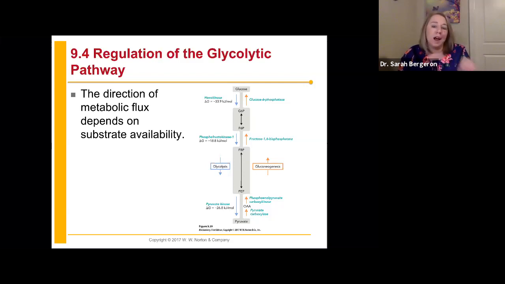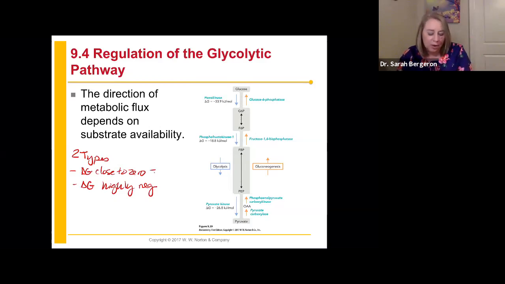Then you have reactions that are at a high delta G. So I guess I should write this: two types, right? You have a delta G close to zero, and then you have a delta G that is highly negative, right? So these highly negative ones are basically irreversible. Our delta G where we're close to zero, these are reversible. The ones that have a high negative delta G, these are irreversible, right? And it's because our physiological metabolic concentrations are subject to the enzymatic control, not the substrate, but the enzyme.